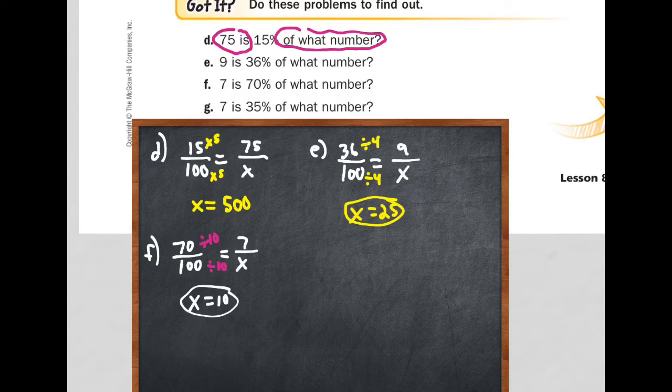Now, if you were doing those three with me, then now I do want you to pause it and try G completely on your own before you watch it. If you did them all on your own, just keep watching.